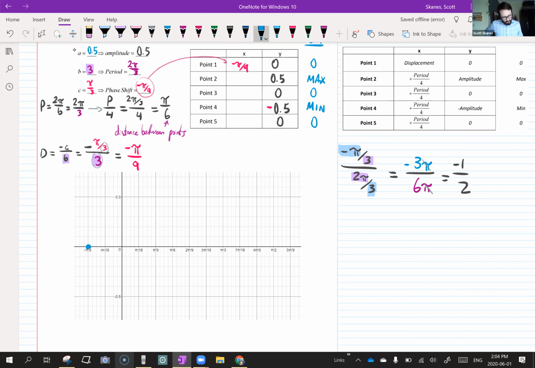So, how do we get the next point? The next point, we take displacement and add period over 4. So let me make it just a note here to the side. Let's see. To get point 2, I'm only going to write this out once because I usually just do it on the calculator. Point 2, we take the displacement, negative pi over 9, add pi over 6.